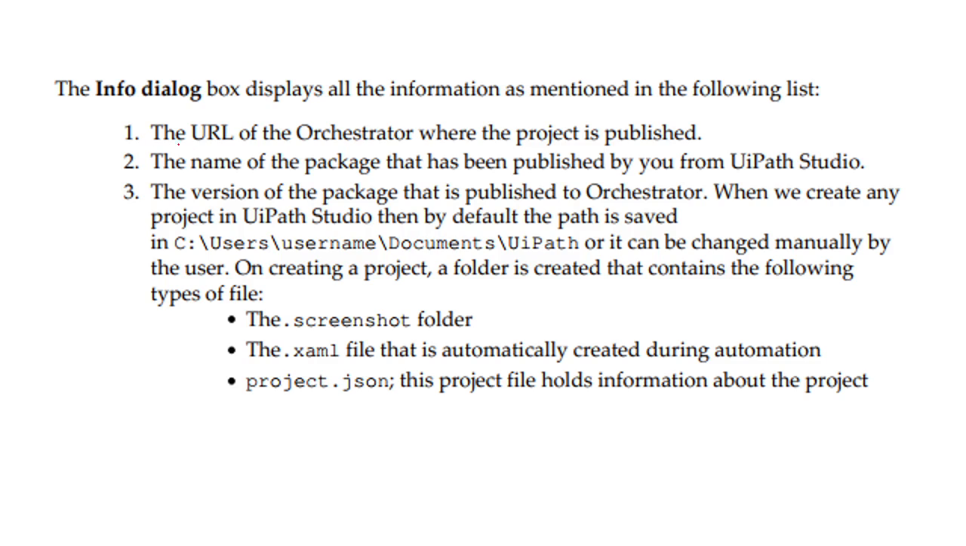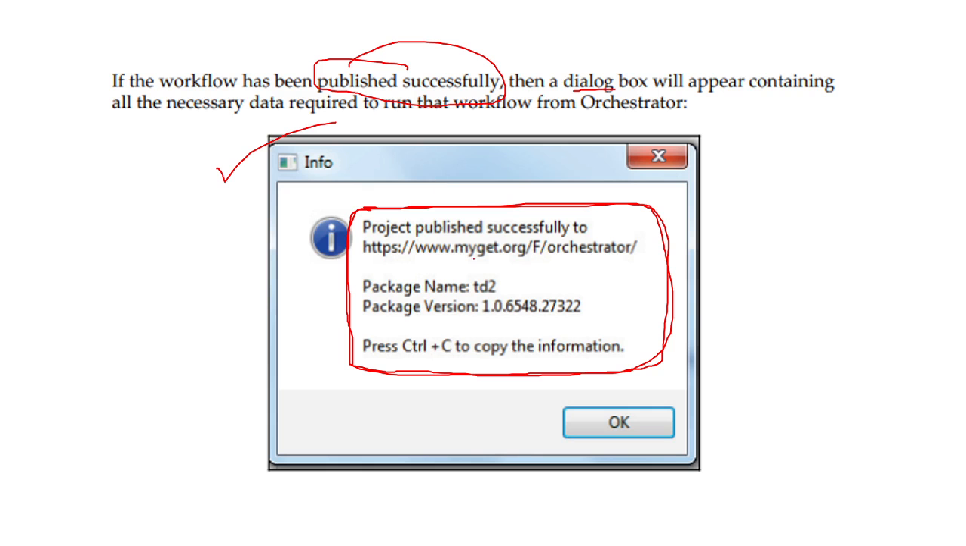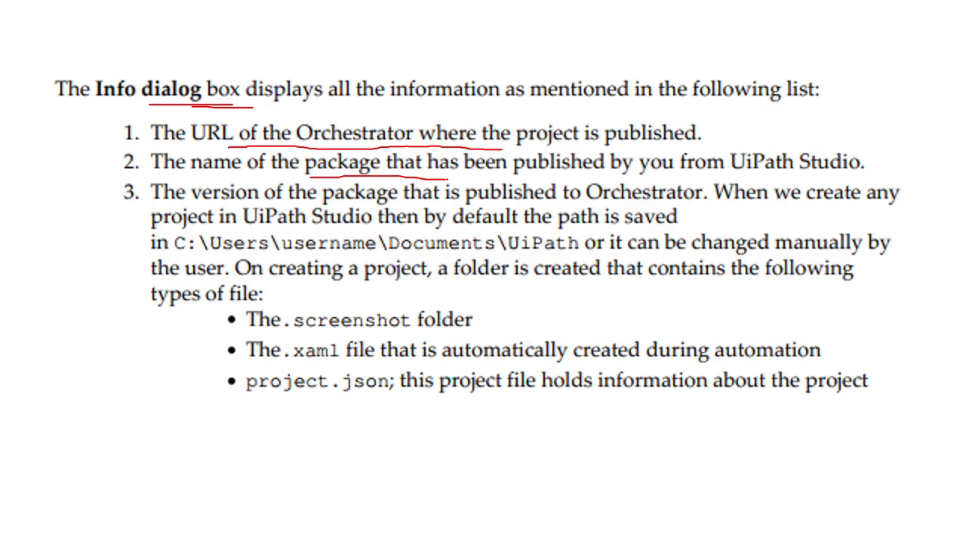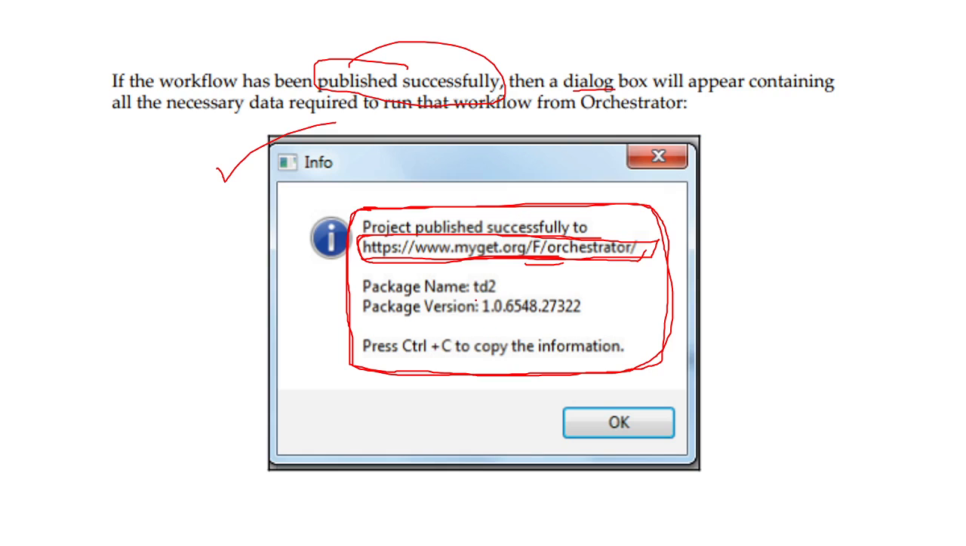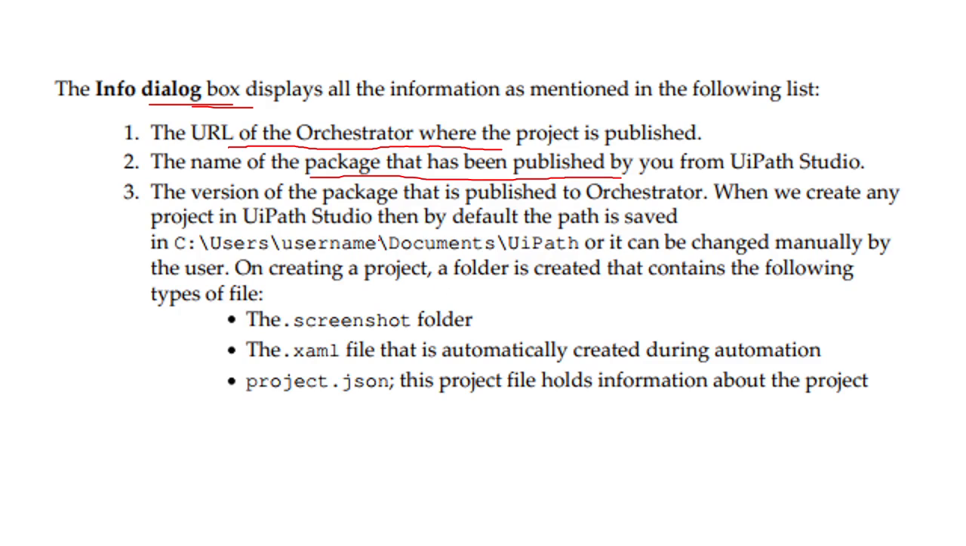First information that you will get in the dialog box is the URL of the orchestrator. You will find the location where your project has been deployed or published. Clear? Under this address or URL, your project has been published. Second, the name of the package that has been published, the name given for your published project, package name called TD2, and the version information. That's the version of the package, right? So these three pieces of information you will get from the orchestrator when you publish the project.